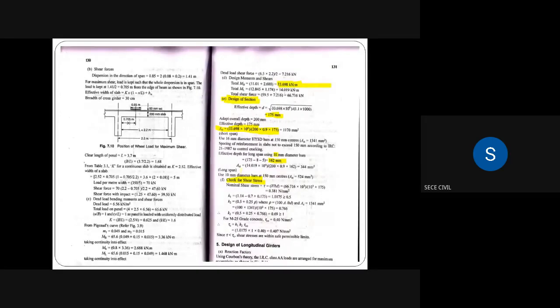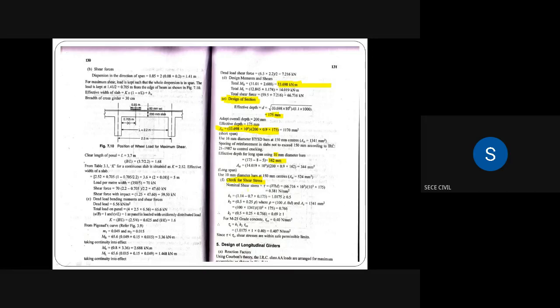Here also the AST calculation is M divided by overall depth into J into effective depth for long span, 162. So we are getting AST as 344 mm². Already we decided that we are using 10 mm dia bars at 150 mm center to center. So your AST provided is 524 mm², which is more than 344. Hence safe.